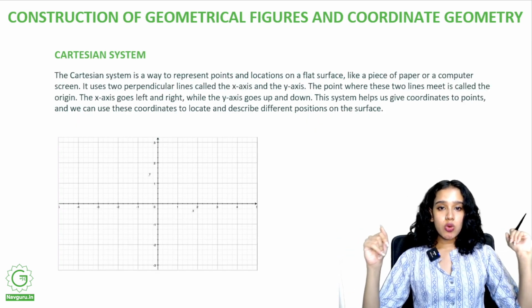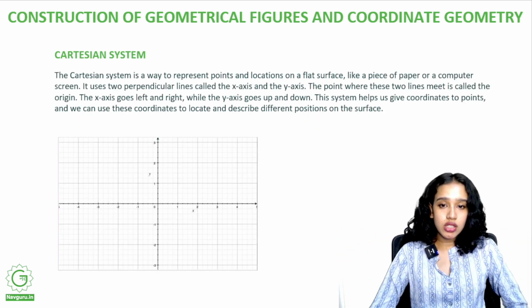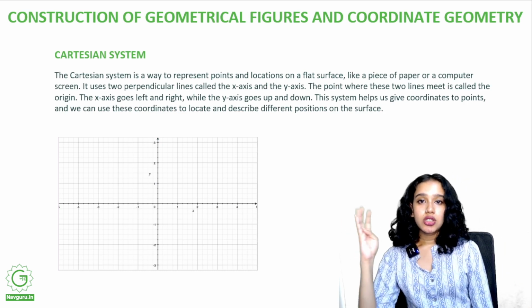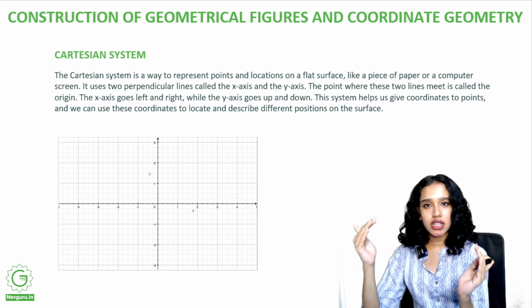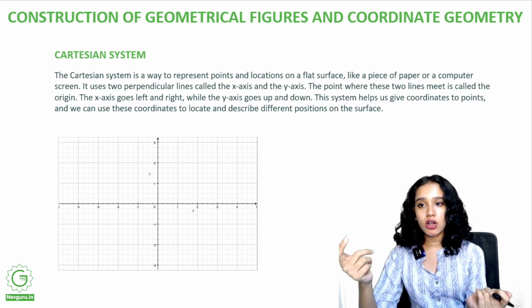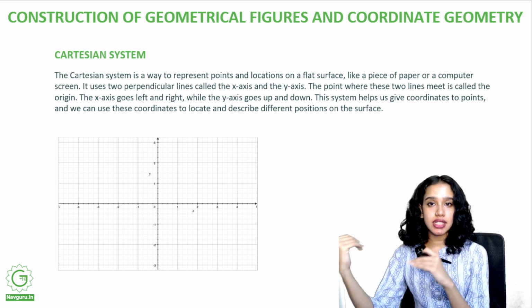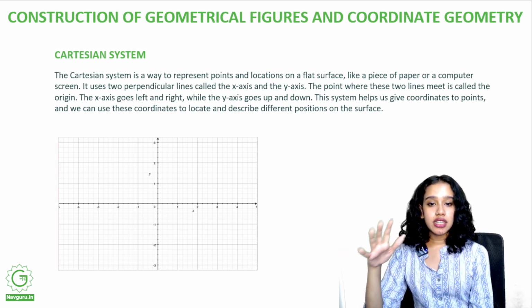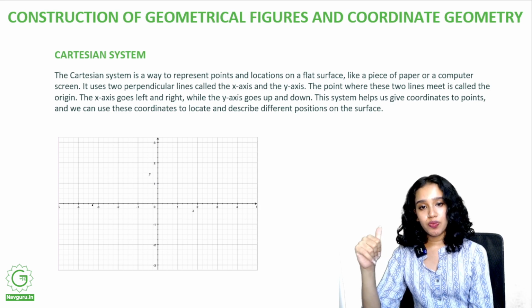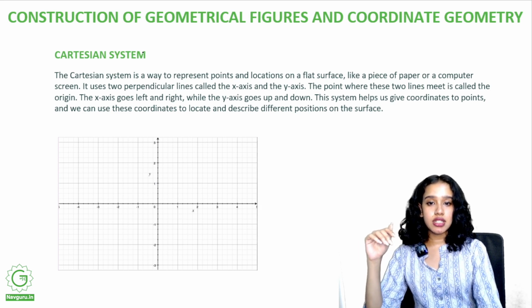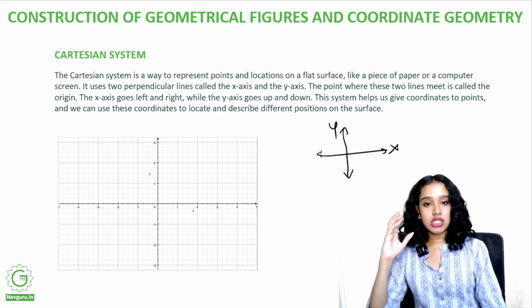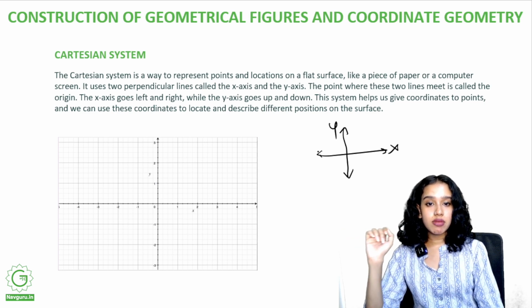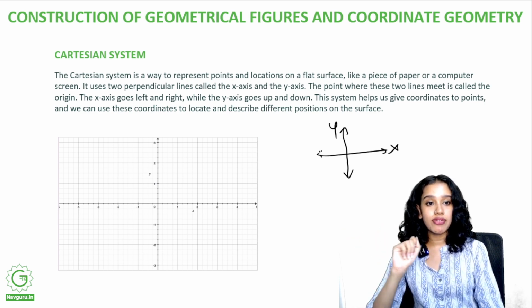Now, let's move on to coordinate geometry. So, what is coordinate geometry? We know that we have different coordinate things, like when we are explaining a graph, we have the x coordinate, the y coordinate, and various other things like that. So what is this used for? The Cartesian system, what we normally see, where we have x and y, is called the Cartesian system. The Cartesian system is a way to represent points and locations on a flat surface.